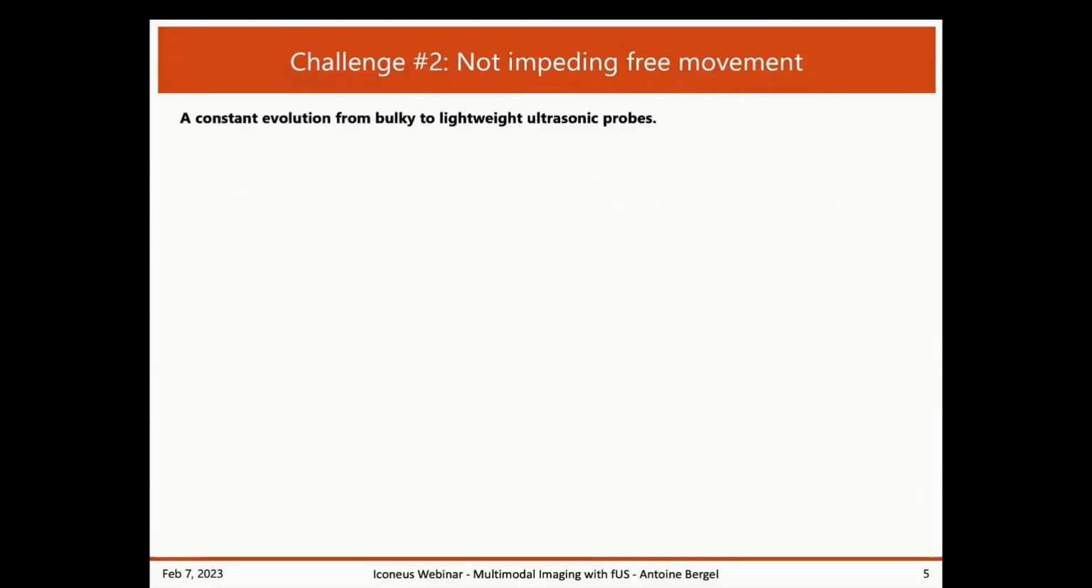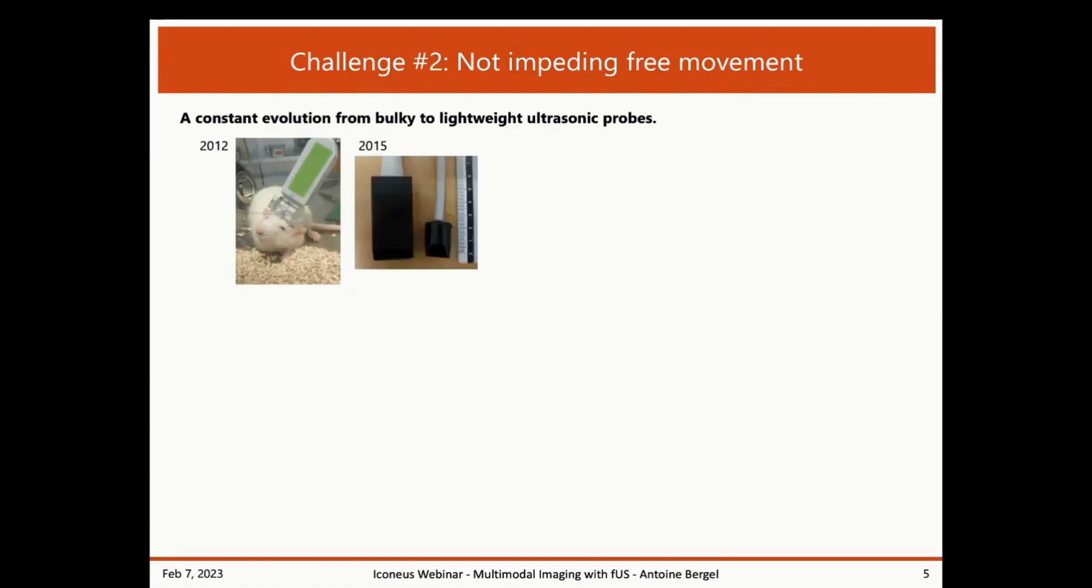The second biggest challenge that you encounter when you do this, of course, is to not impede the free and unrestrained movement of the animal. So throughout the years, there's been a constant evolution of bulky probes. We really started with bulky probes that were super hard to get the animal to move with, and we could also tell that the animal was not feeling well. So in 2012, that's what the ultrasound probe looked like.